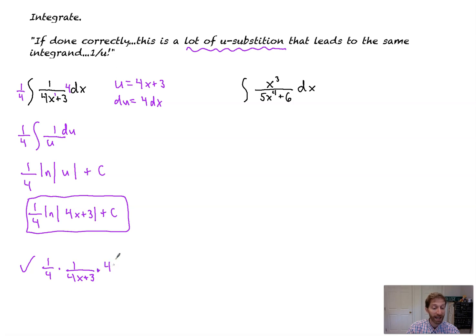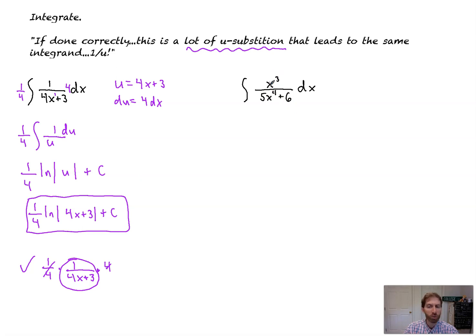And so the 4's cancel, the c goes to 0, and look what you're left with: 1 over 4x plus 3, the original integrand. I'm not going to do that in any additional problems, but I want you to do that in each problem, please. All right, here, notice you've got a degree lower than the top.